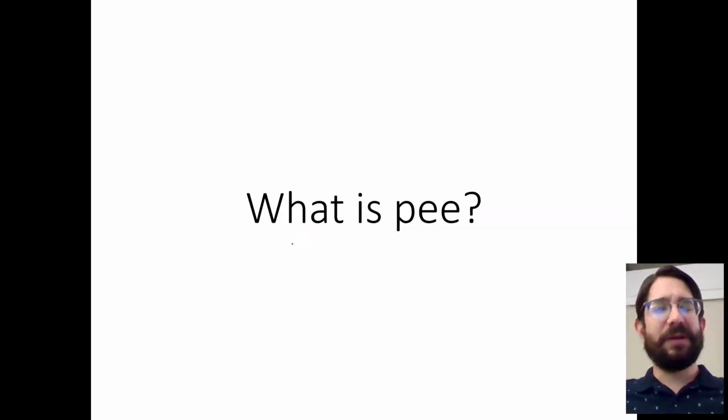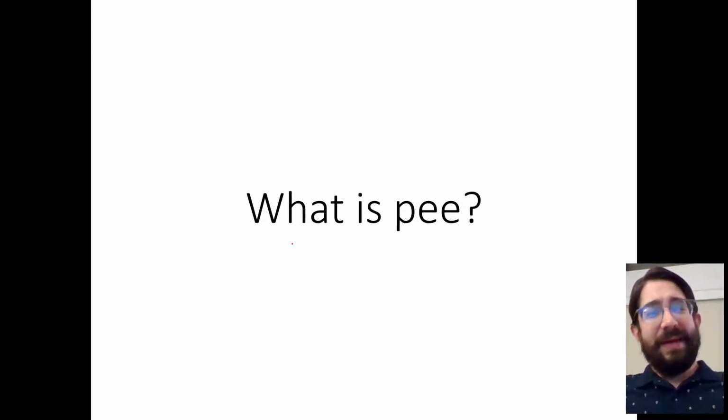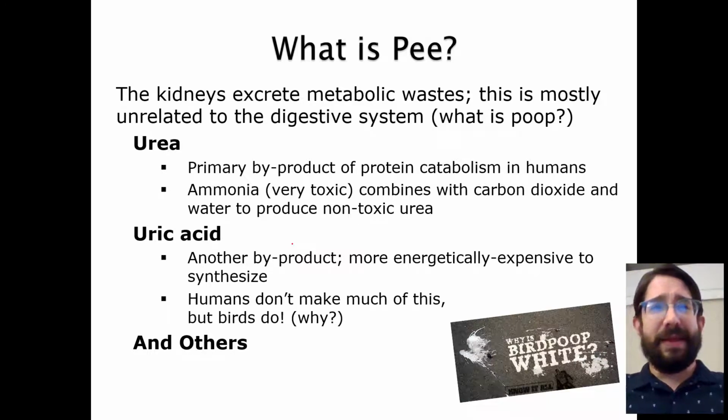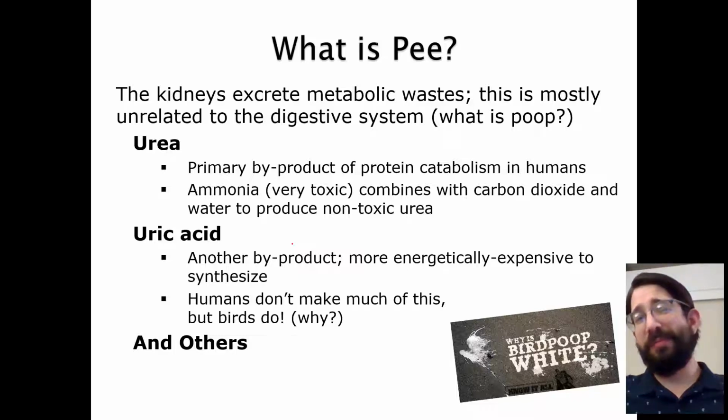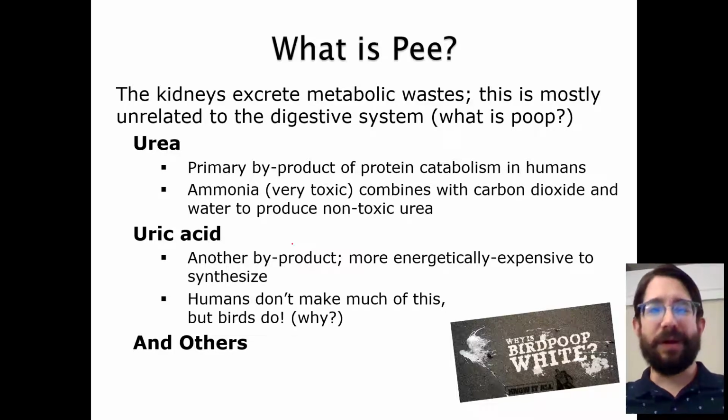So let's make sure first we understand what pee is. It's a lot of water, of course, and there's other stuff mixed in. But the big thing in the urine we'll talk about are these metabolic wastes. And keep in mind, this is mostly unrelated to the digestive system because, well, what is poop? Poop is the undigestible matter, mostly from plants, fiber and stuff, that can't be digested, and then it's mixed with water and a bunch of dead bacteria.